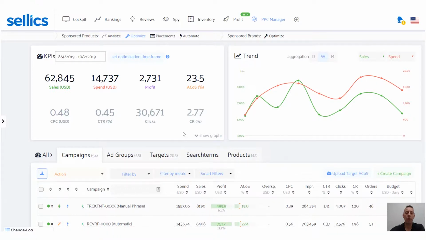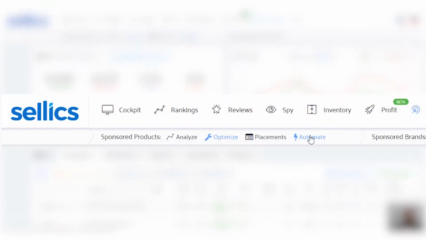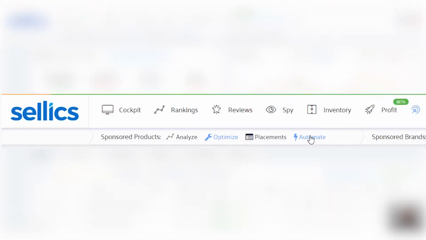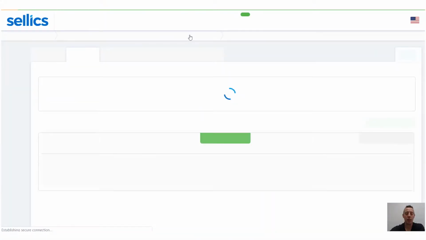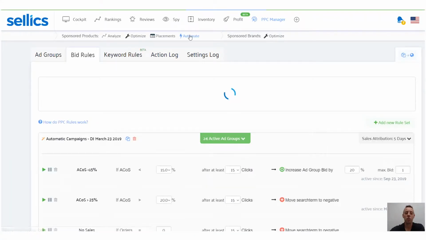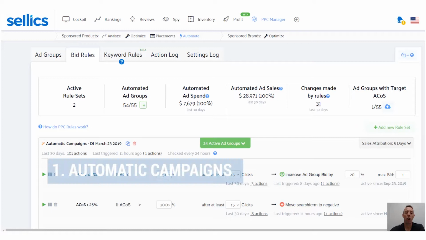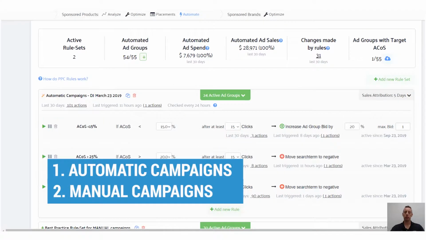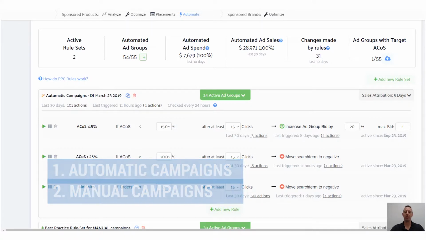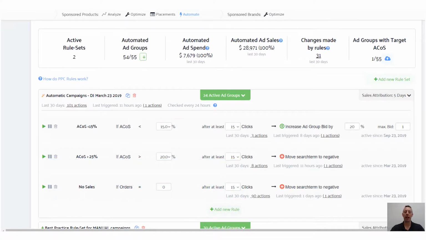All right, now let me hop out of this dashboard, and the dashboard actually is quite convenient as well, but the real heart of Sellics is this little automate dashboard that you see here. So I'm hopping over to this, and this is where we are going to set up our rule sets for our campaigns. Now, essentially within Sellics, you're going to have rule sets for two types of campaigns. You're going to have rule sets for your automatic campaigns, and you're going to have rule sets for your manual campaigns.